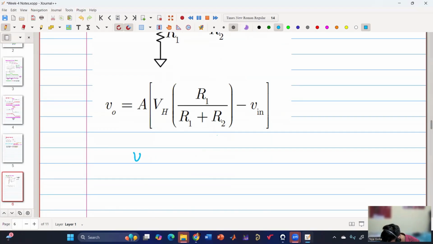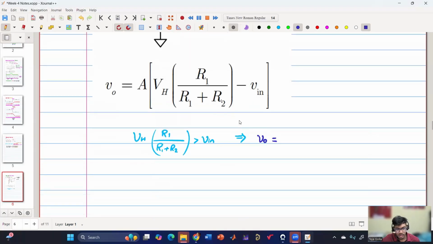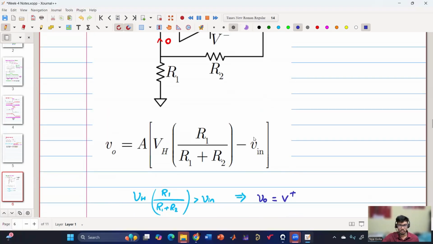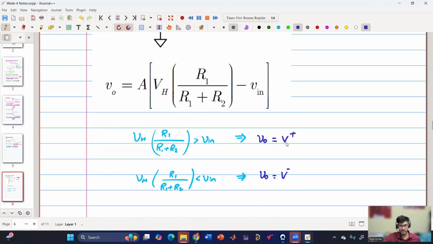From this condition, if my VH into R1 by R1 plus R2 is greater than Vn, then what will my V naught become? Vp is higher, right? So V naught will become V plus. If my VH into R1 by R1 plus R2 is less than V, then my V naught will become V minus. So it will toggle between V plus and V minus depending upon my input and this expression value. So whenever V in is crossing this, the output will toggle between V plus and V minus.